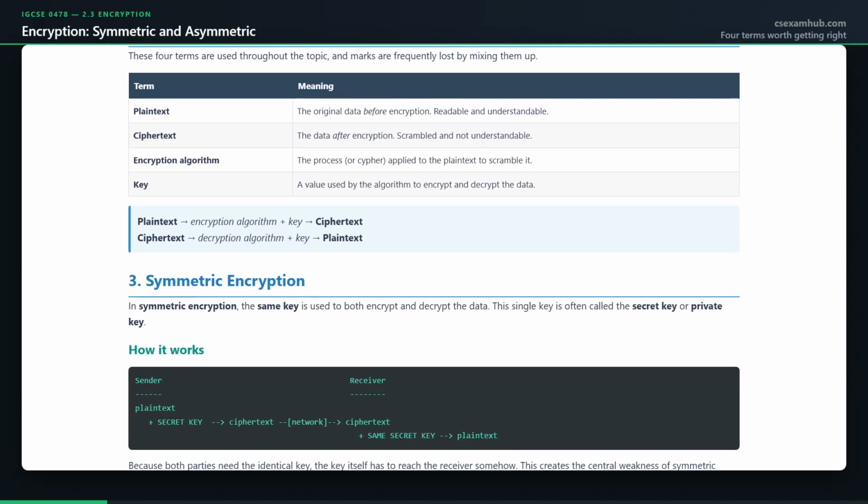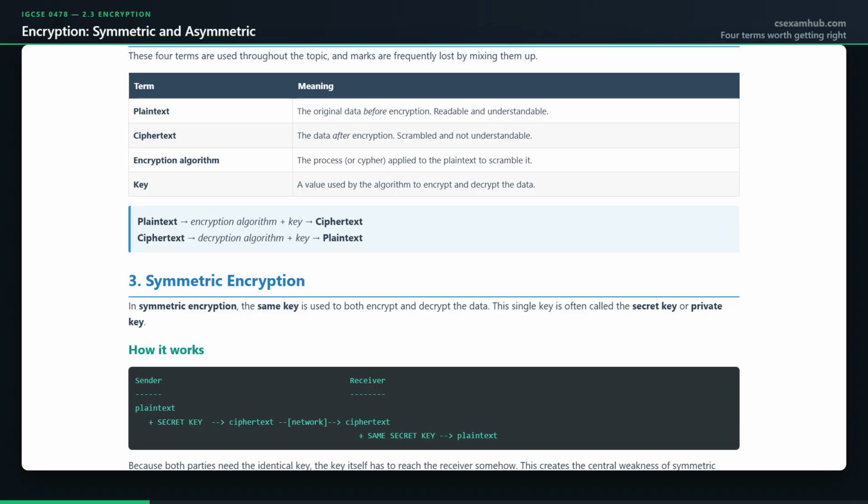Four terms run through this whole topic, and marks go missing when they are blurred together. Plain text is the original data before encryption, readable and understandable. Ciphertext is what comes out afterwards, scrambled and not understandable. The encryption algorithm, sometimes called the cipher, is the process applied to the plain text, and the key is a value the algorithm uses to do it.